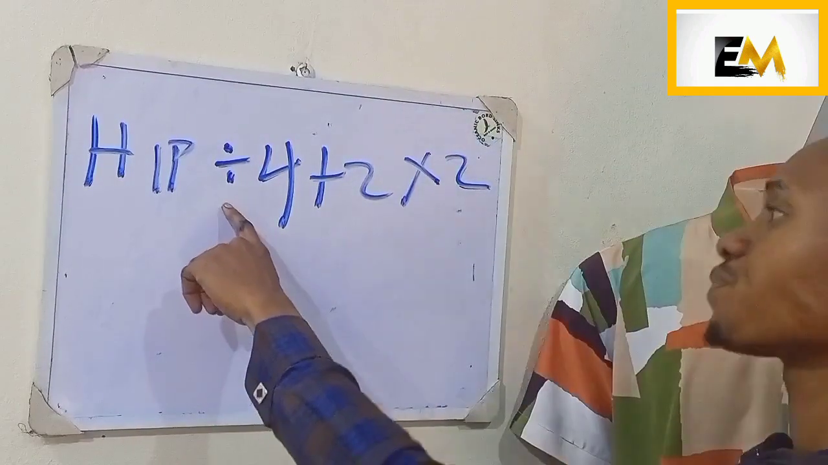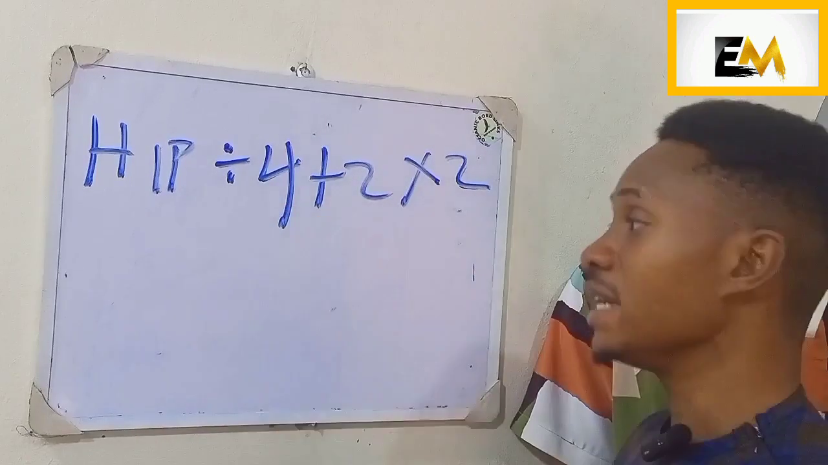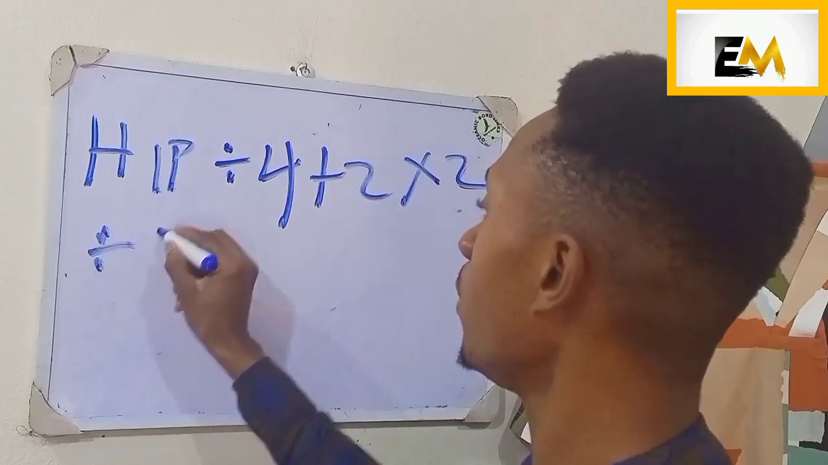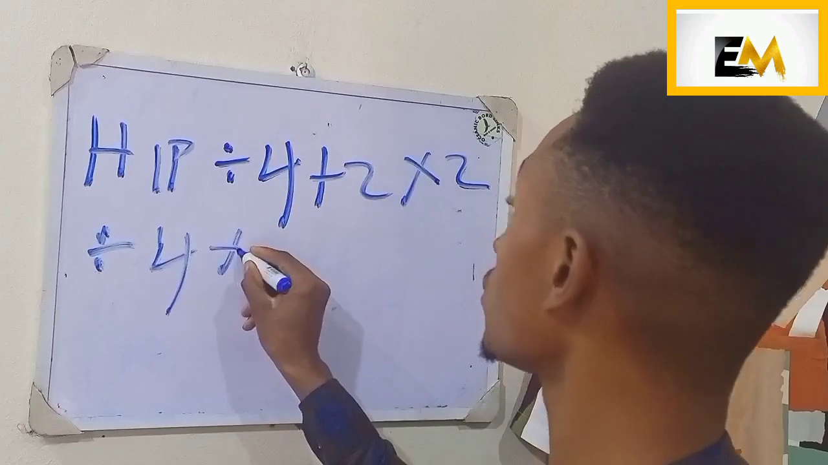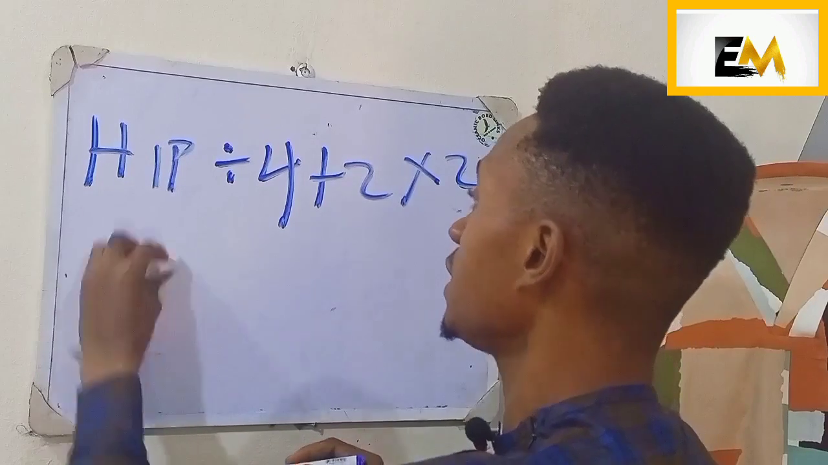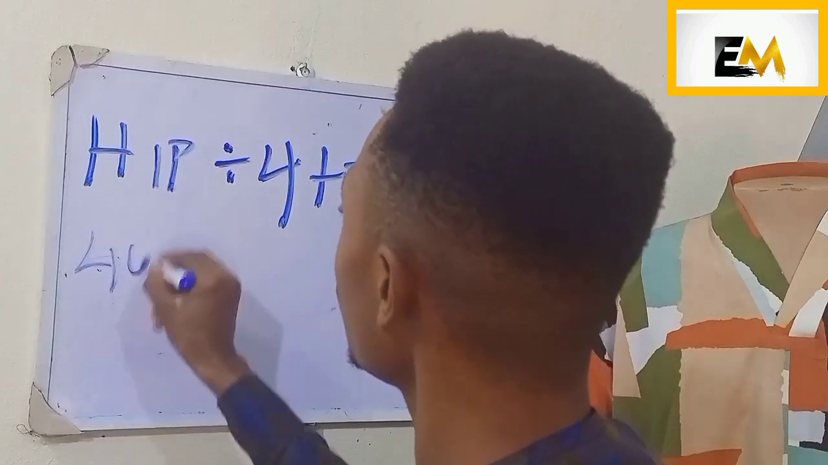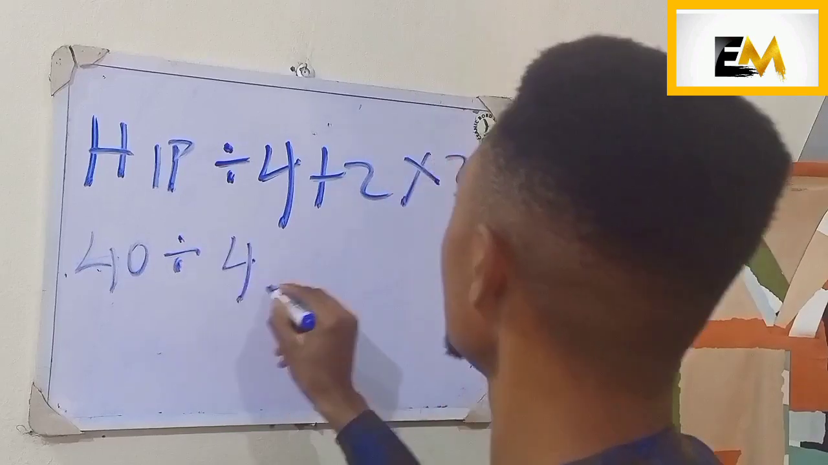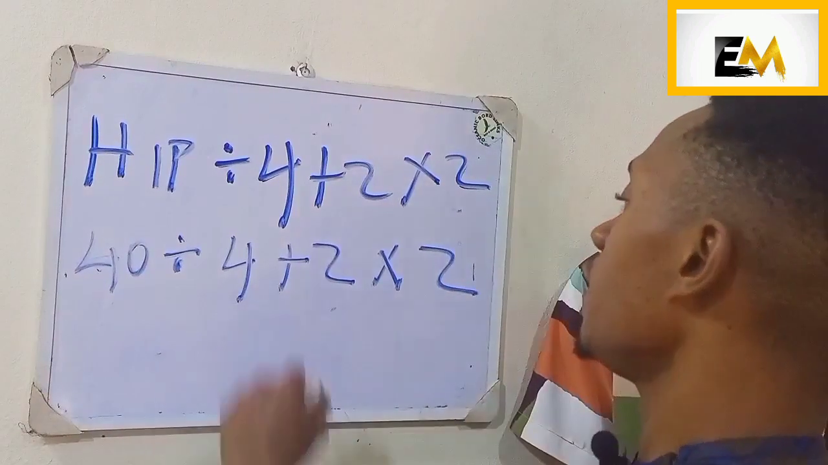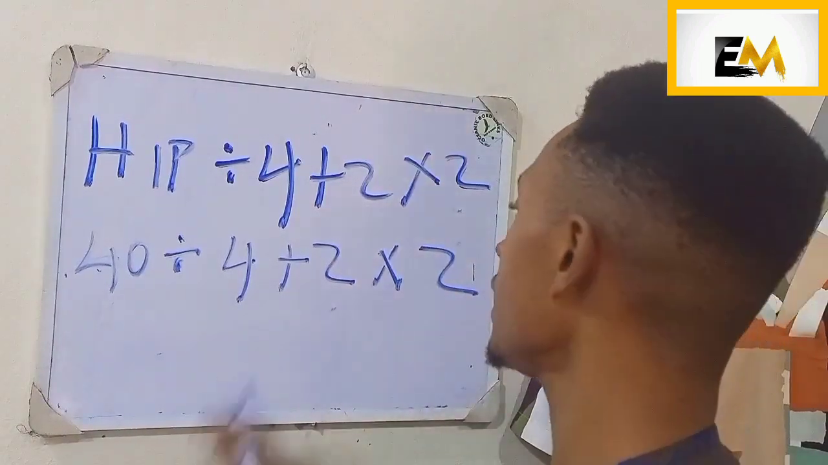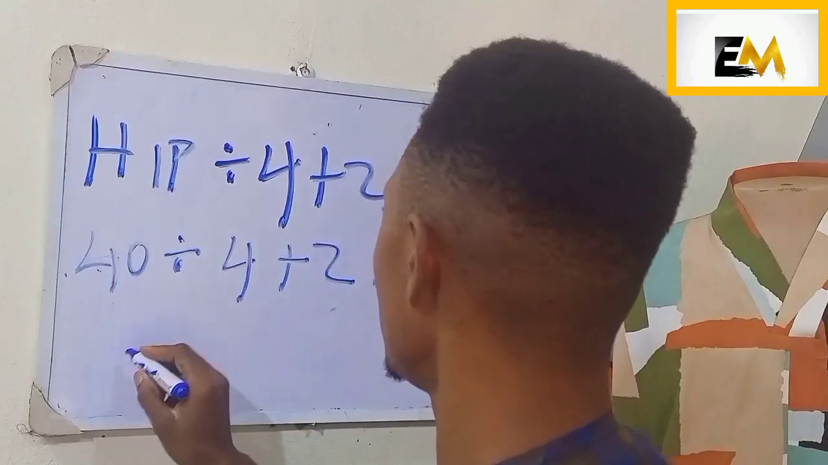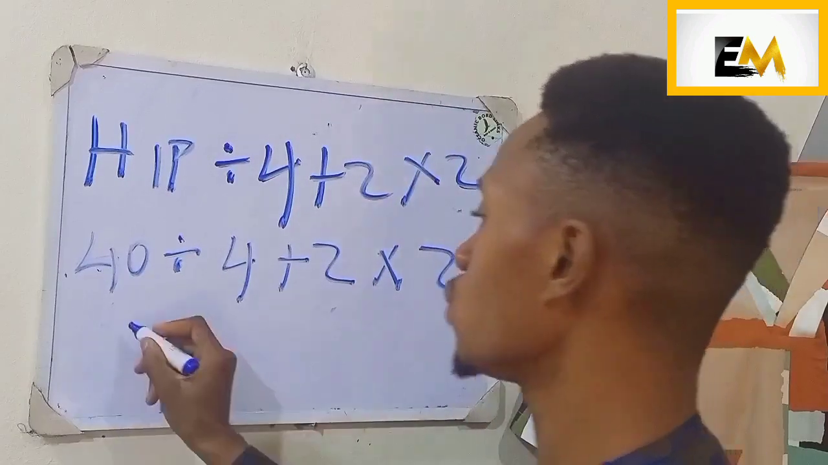Let's assume the initial measurement I have is hip 40. Let's assume we have hip 40. 40 divided by 4 plus 2 times 2. Now, 40 divided by 4 will give you 10. 10 plus 2 will give you 12.